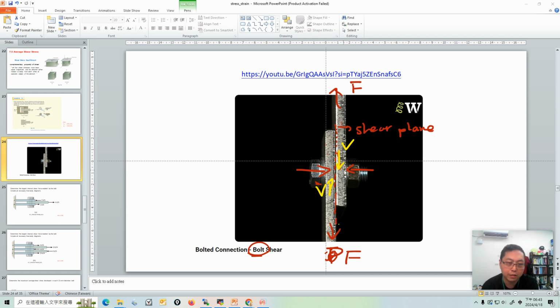It is the shear force that tears the bolts apart. This example is because of shear force, not normal force. So let's see some examples for the shear force calculation.